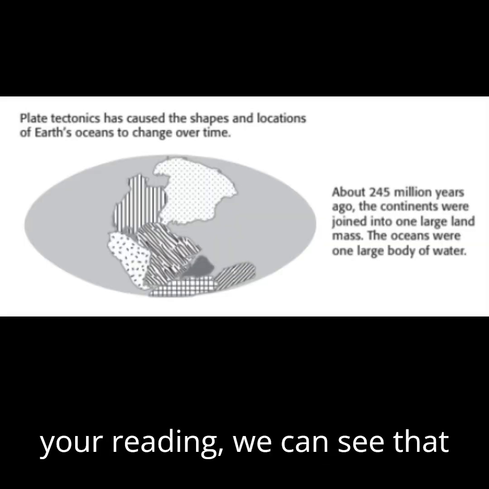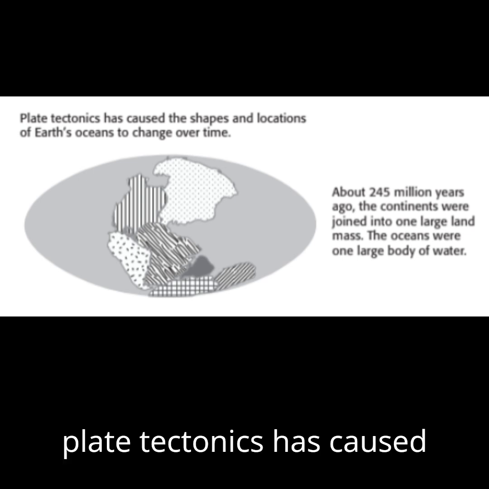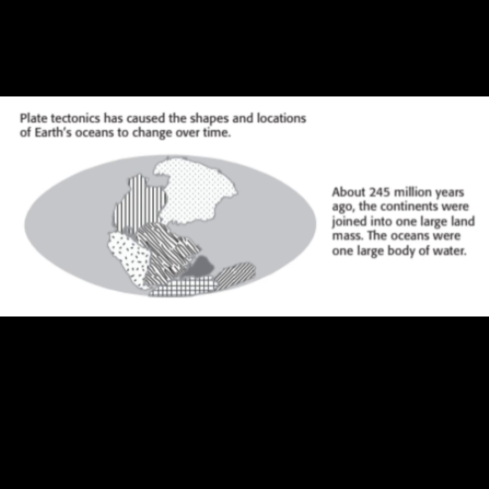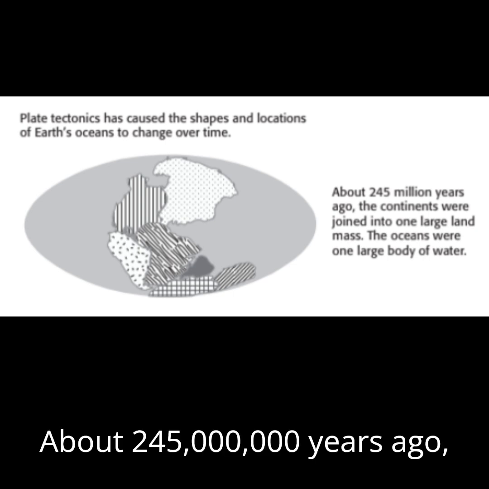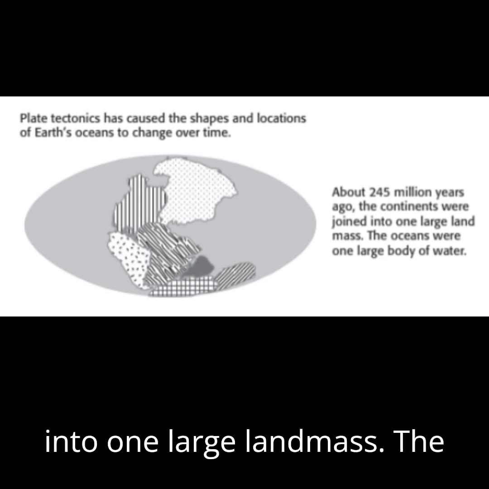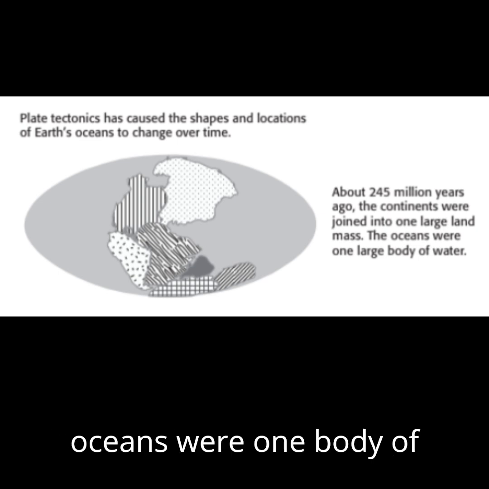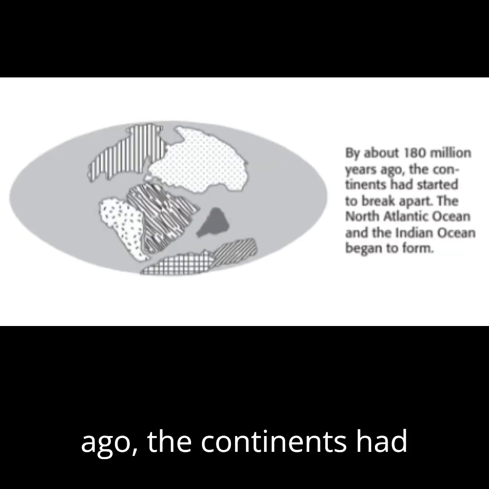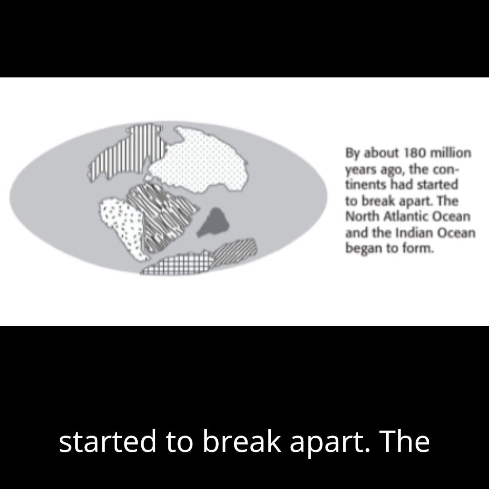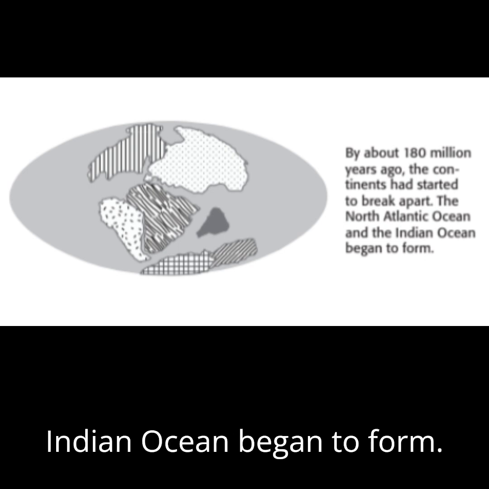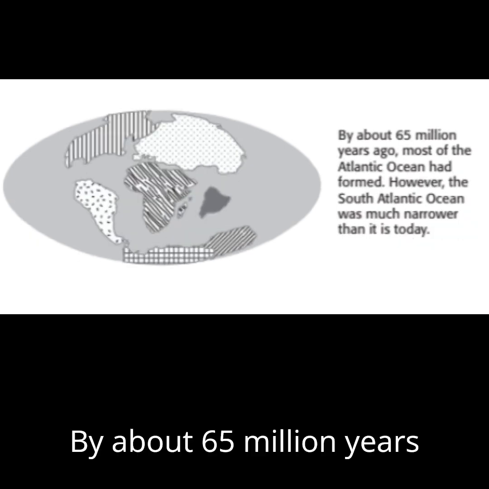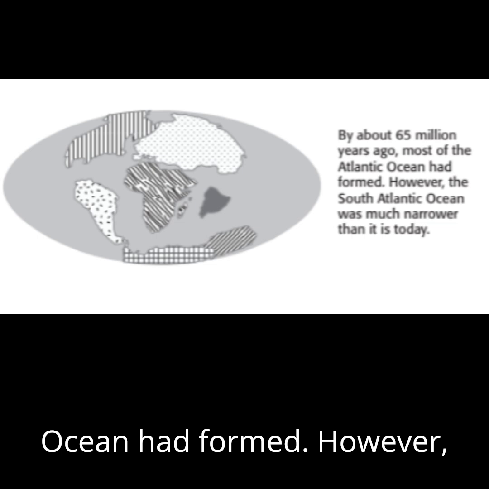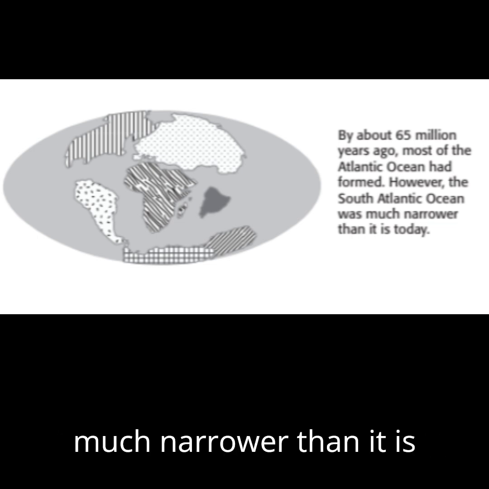Looking at the diagram in your reading, we can see that plate tectonics has caused the shapes and locations of Earth's oceans to change over time. About 245 million years ago, the continents were joined into one large landmass. The oceans were one body of water. By about 180 million years ago, the continents had started to break apart. The North Atlantic Ocean and the Indian Ocean began to form. By about 65 million years ago, most of the Atlantic Ocean had formed. However, the South Atlantic Ocean was much narrower than it is today.